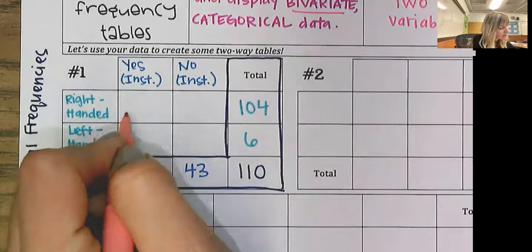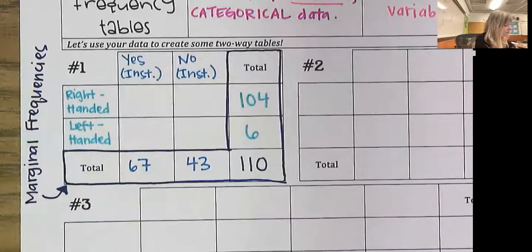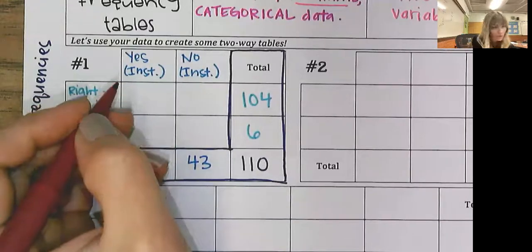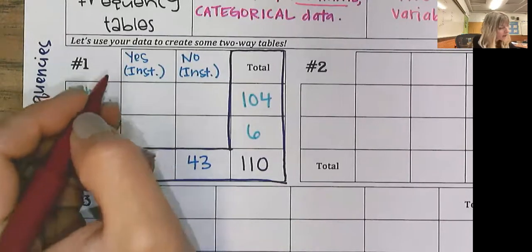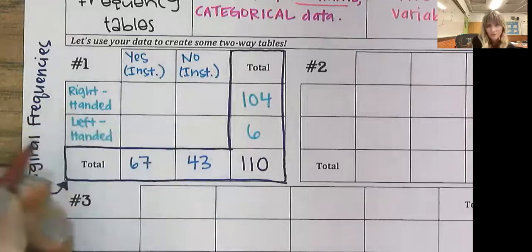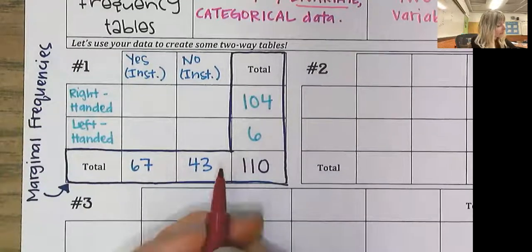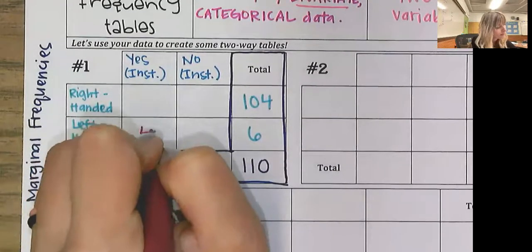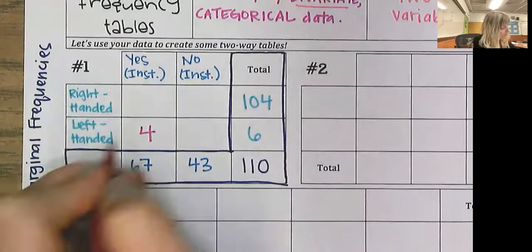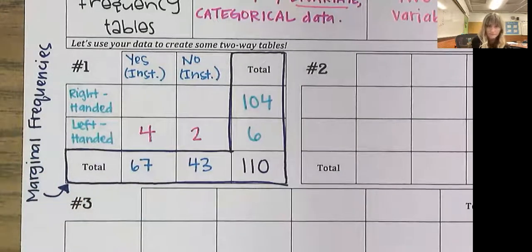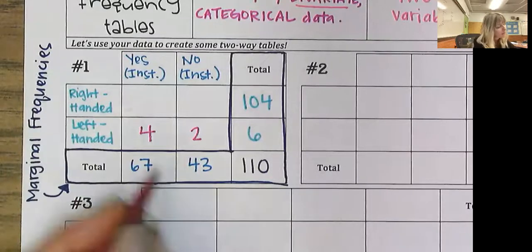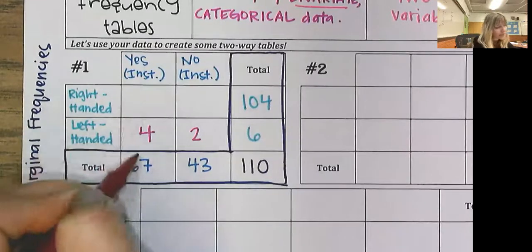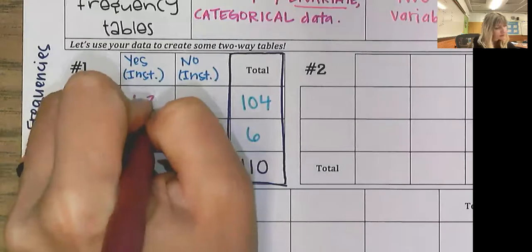So this right-handed, actually I'm going to use this darker one, then it'll stand out. You'll see what I mean. So let me give you the data in here. I actually went through all the left-handed responses because there were only 6. And I found that 4 of the left-handed people do play an instrument and 2 of them do not. Now what that allowed me to do was use some subtraction to figure out the rest, but now I'm going to tell you these numbers as well.